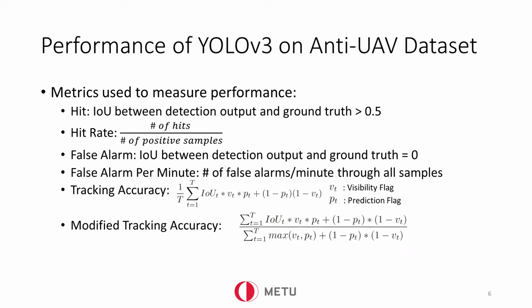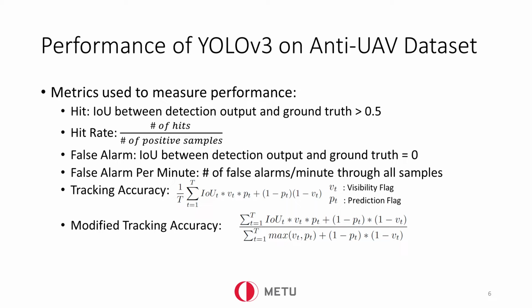Before I show you the results, let me define the metrics we have used in this work. Hit rate is the number of hits in all of the positive samples, where a hit is defined as a frame whose IOU is bigger than 0.5. Meanwhile, false alarm per minute, where a false alarm is defined as a frame whose IOU is exactly 0. Tracking accuracy is the one defined by the Anti-UAV Challenge Committee. On the other hand, modified tracking accuracy is defined by us.